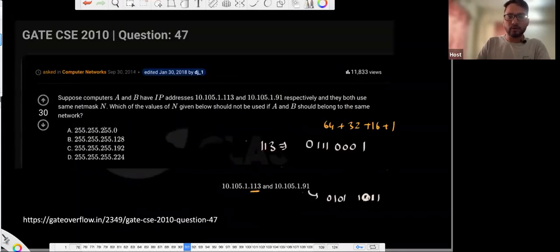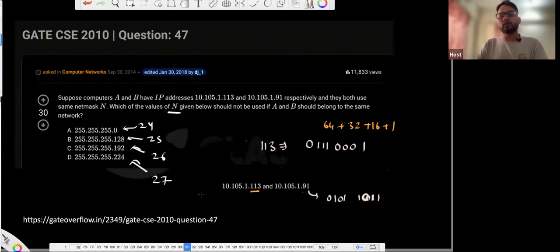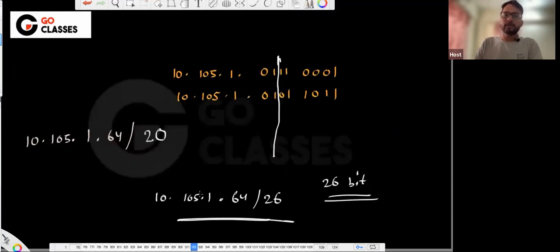So this is one. Which means, okay, they are saying that which of the following n should not be used. So this is 24, right? This is 24, that is okay. This is 25. This is 26. This is 27. So which of the following is not allowed? I think D is not allowed, right? Okay, so I think D is not allowed. So D should be the answer.